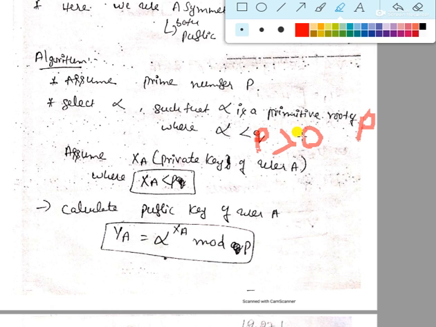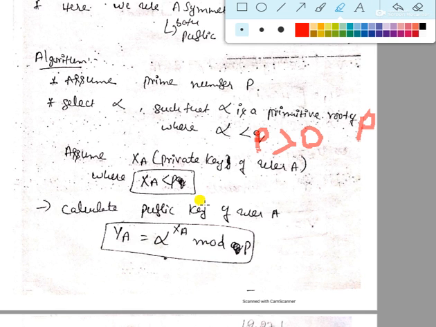Next, first you have to assume Xa. Xa is the private key of user A. So now we are going to make communication between A and B, user A and user B. First we have to generate the public and private key of user A, and next we generate the public and private key of user B.